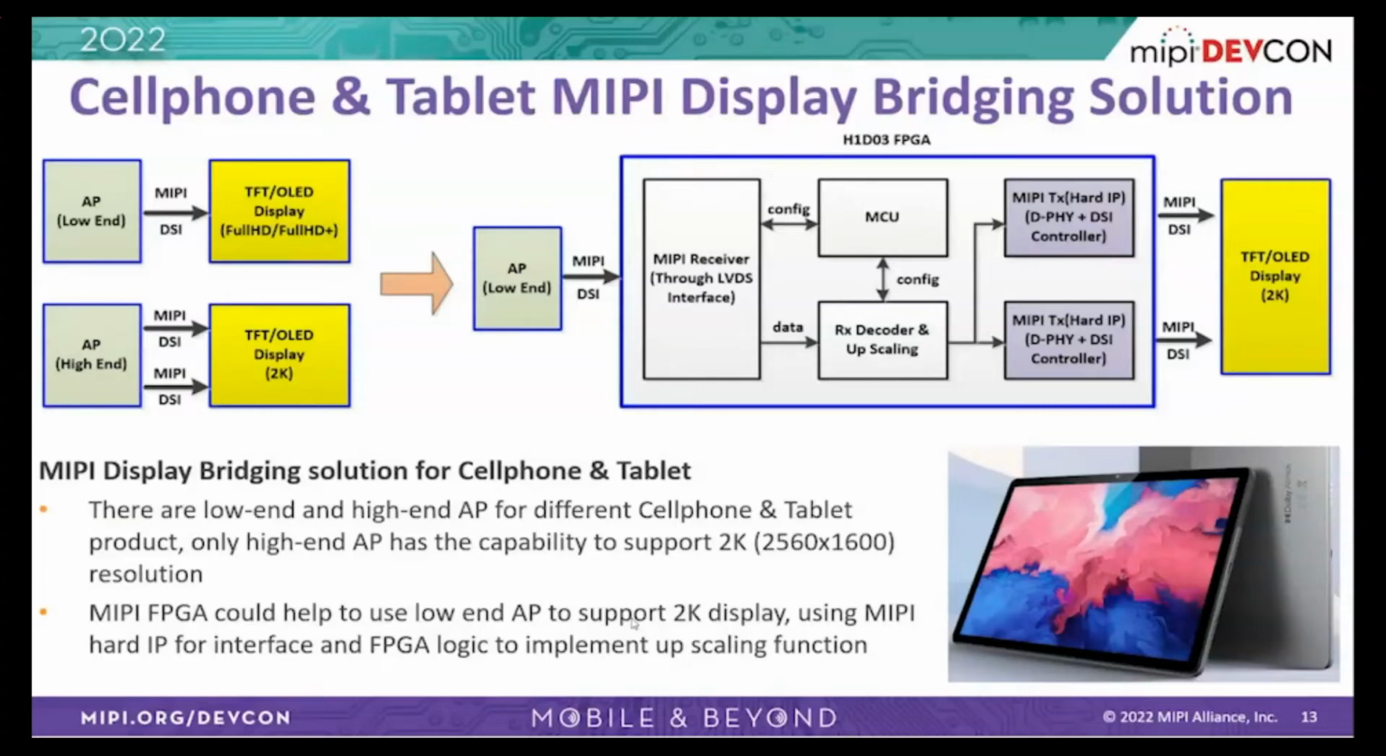So here is a solution where H1D03 can help users use a low-end application processor to support 2K resolution. For this kind of application, the first function of H1D03 is the MIPI receiver, using LVDS to emulate MIPI D-PHY and FPGA logic to do the MIPI receiver. The second is using FPGA logic to do the upscaling, based on FPGA logic, the DSP and also the embedded memory block. The last one is the MIPI transmitter based on the MIPI D-PHY and the DSI controller hardcore. So in this case, with the help of H1D03, even the low-end application processor is able to support 2K resolution.